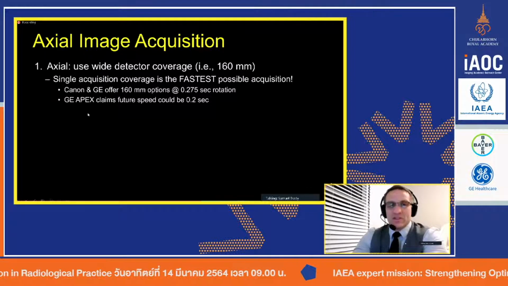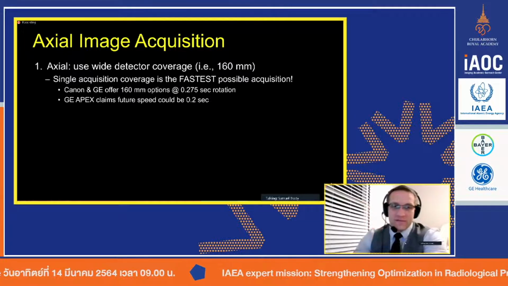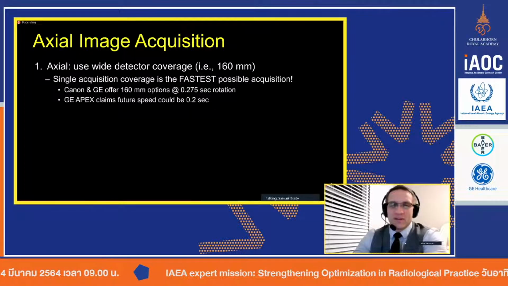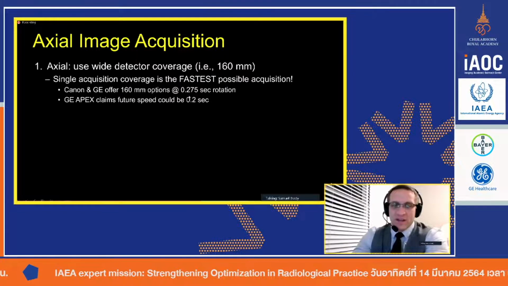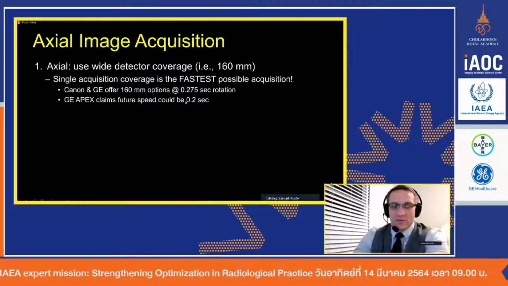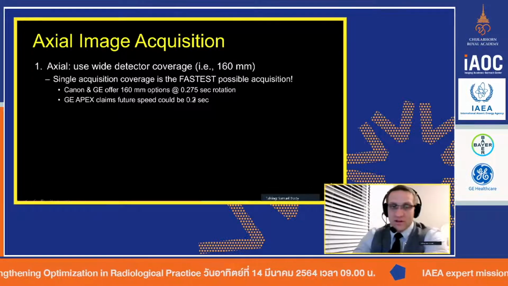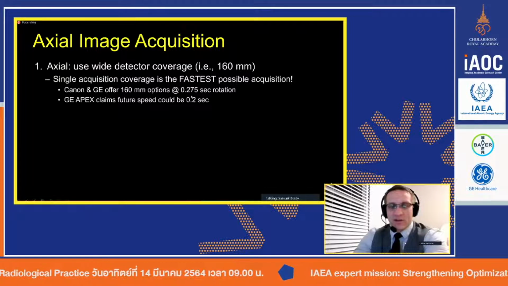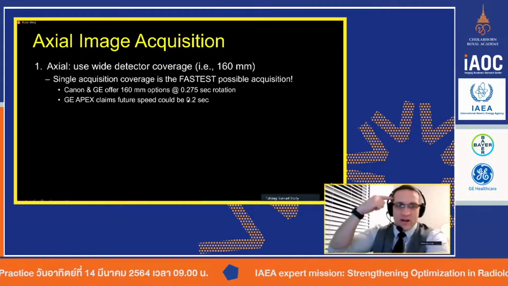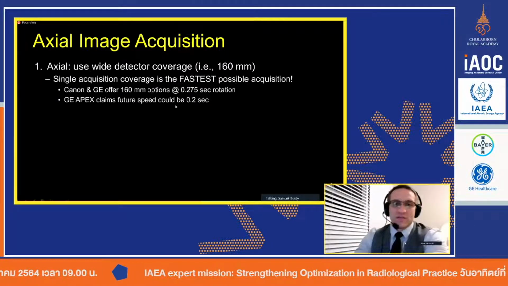The newest GE system has been making this claim for about 5 or 6 years now. They haven't quite got there, but they keep saying one day they're going to get their rotation time down to 0.2 seconds. They're getting close, but it's mind-boggling to think that we could acquire the entire brain scan in 0.2 seconds and be done.